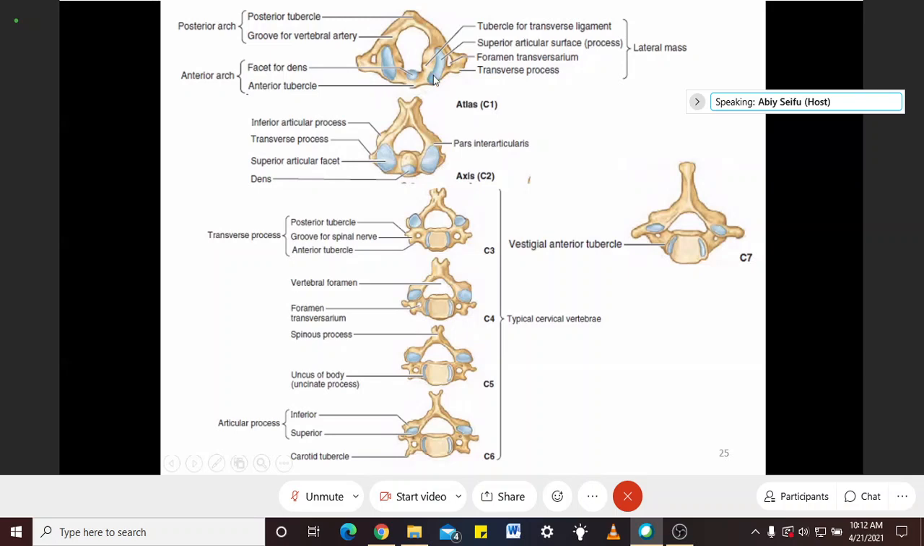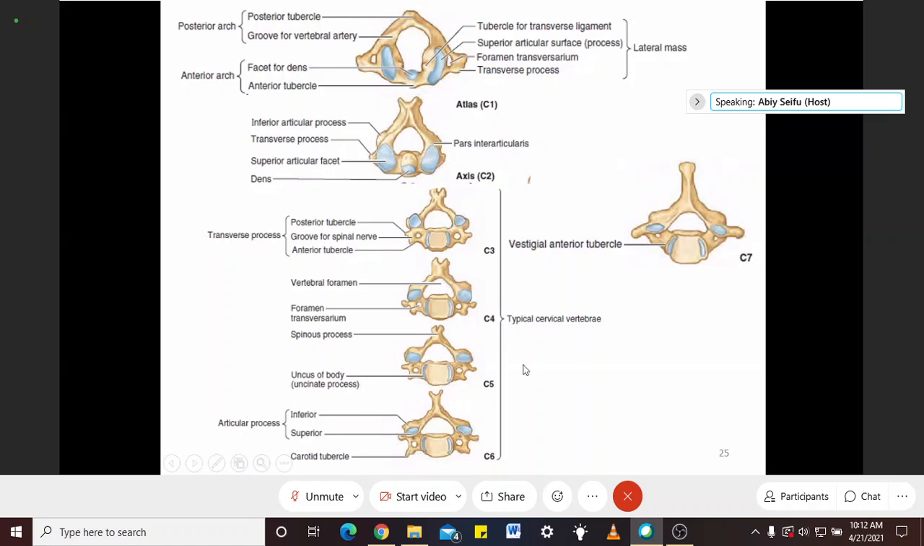And those ones, C1 and C2, are still categorized under atypical ones, because in C2 there is an additional structure, which is the odontoid process, whereas in C1 there is no body at all. Rather, there are posterior and anterior arches that fuse and form a ring-like structure.